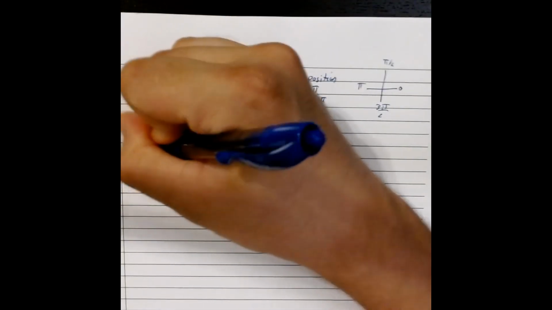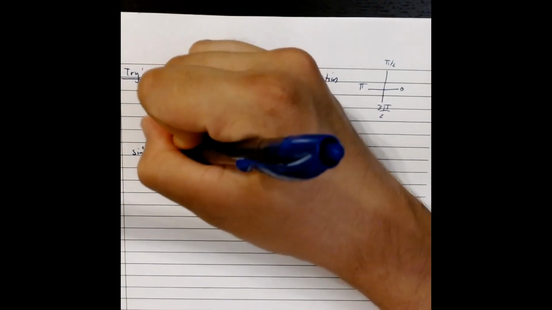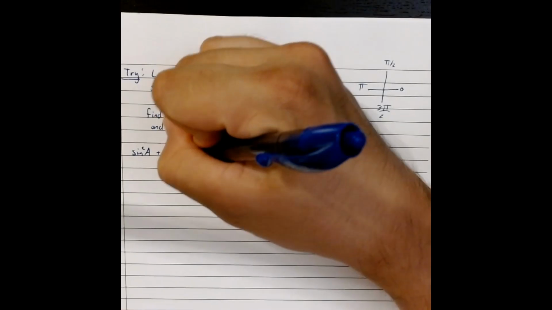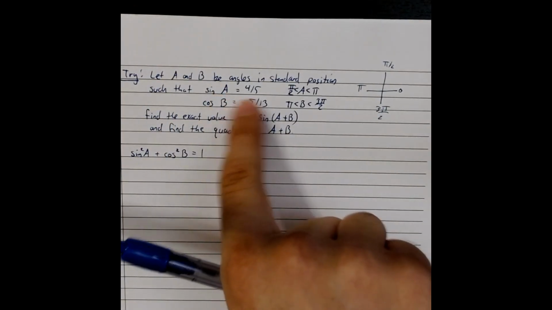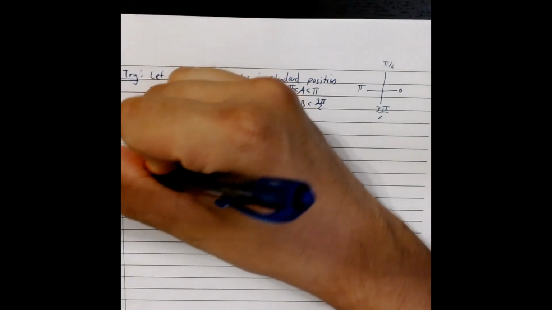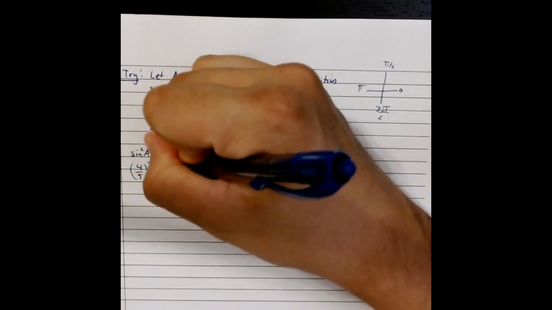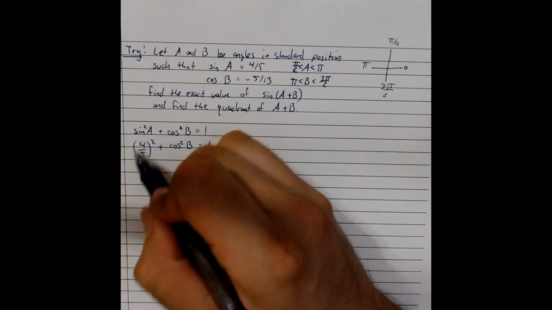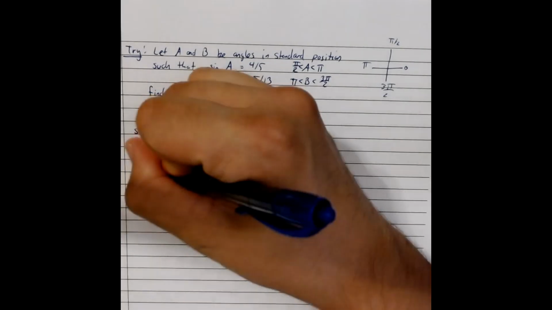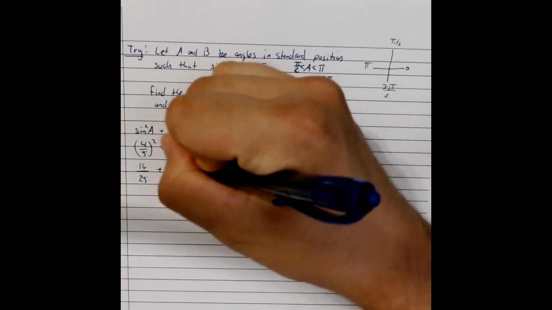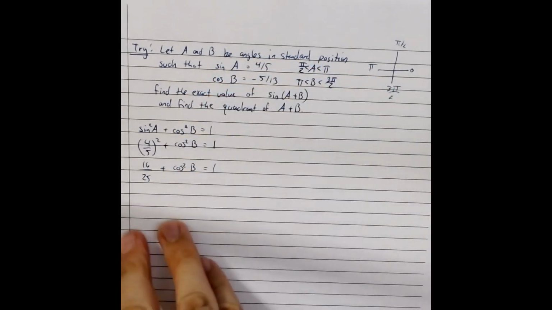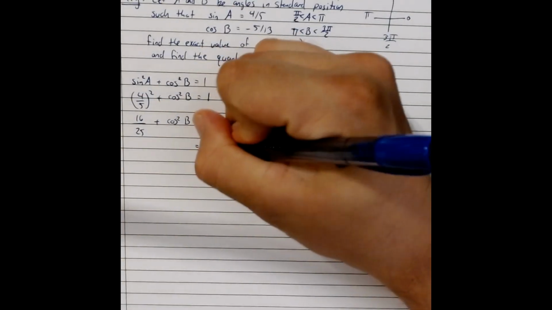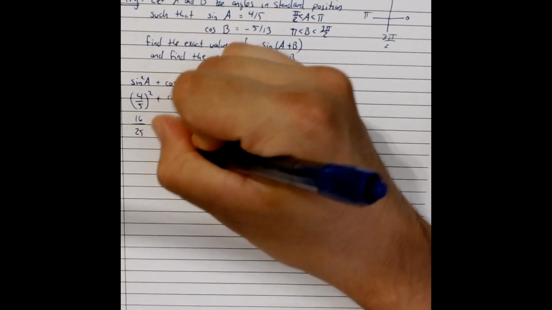So let's see here. Sine of A squared plus cosine of B squared is equal to 1. Well, I know sine of A, that's 4/5. So this would be 4/5 squared plus cosine squared of B equals 1. Squaring this is going to be 16 over 25 plus cosine squared of B is equal to 1. And now let's subtract this over to the other side. You have 1 minus 16 over 25. You're going to get 9 over 25. And that's the cosine squared of B.